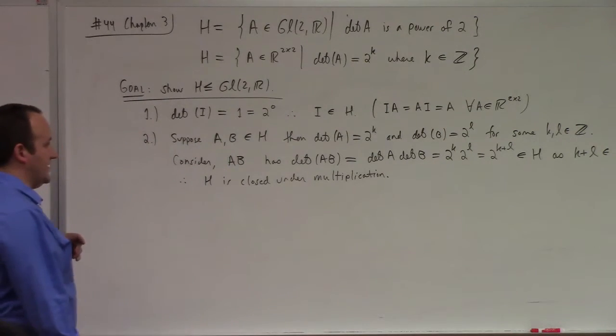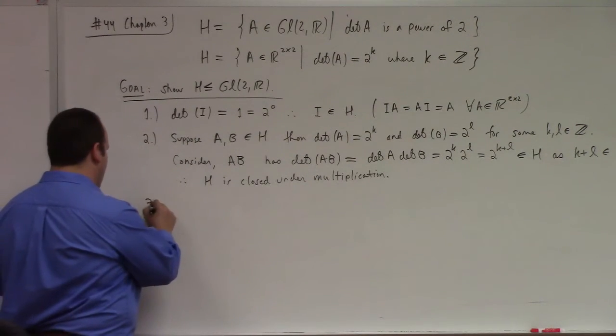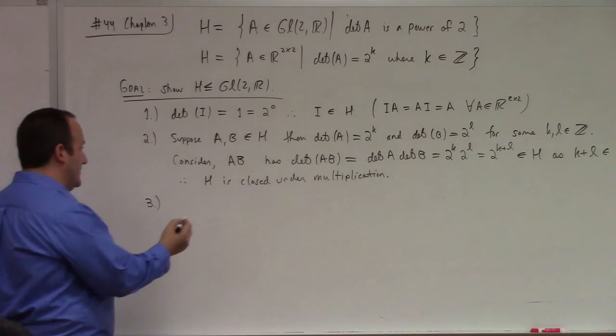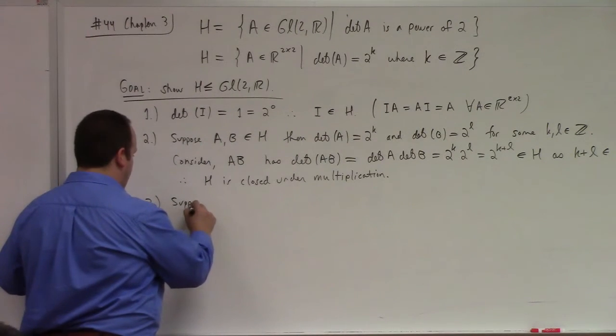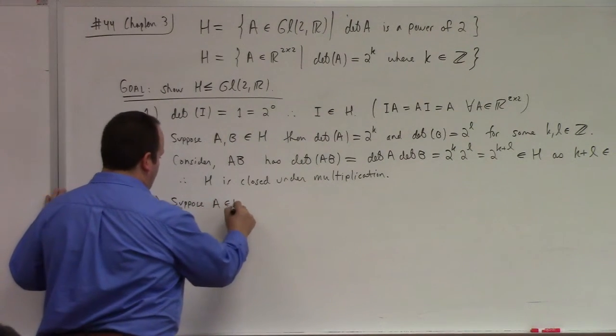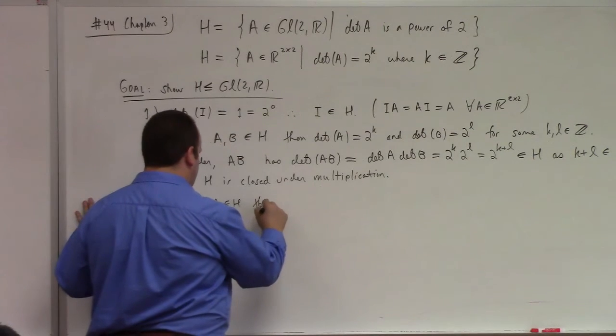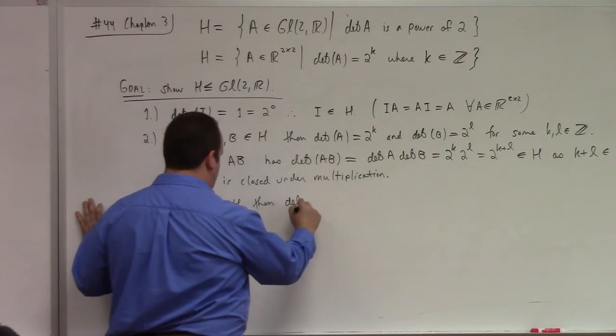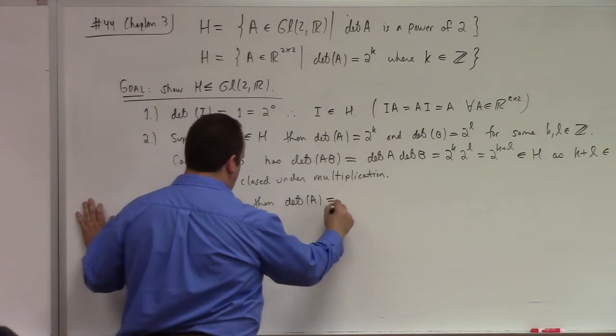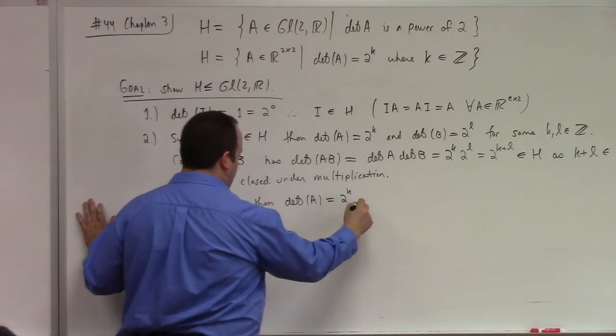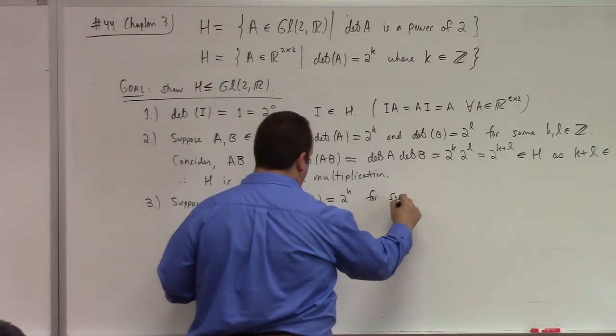I guess I'm doing the two-step test. Sorry. If I was more clever, I could have done one step. Oh well, it's too late. Suppose A is an element of H. Then the determinant of A is equal to 2 to the k for some k.